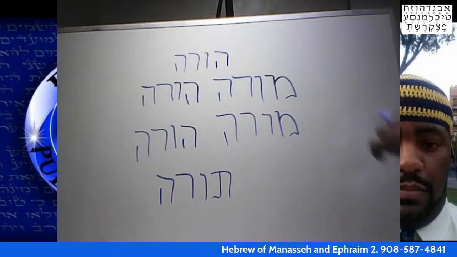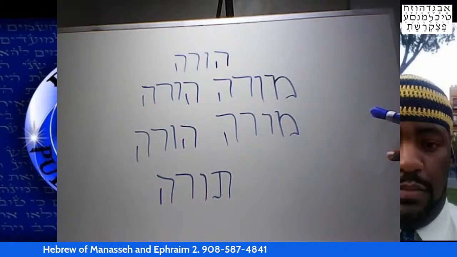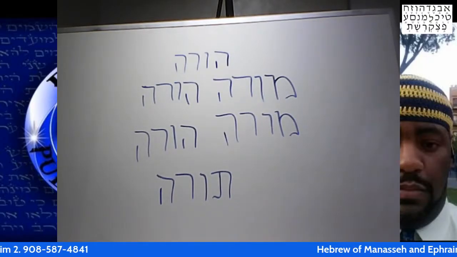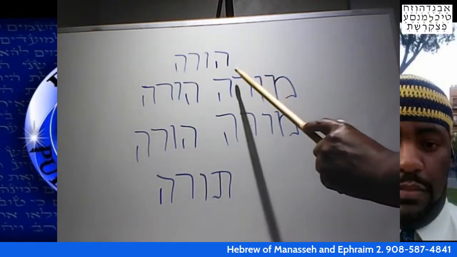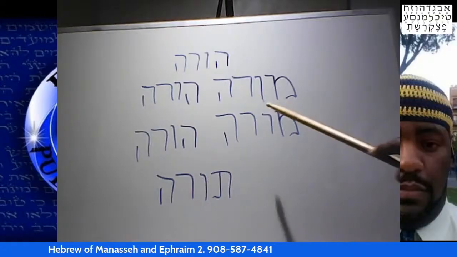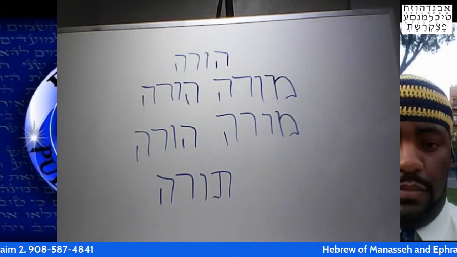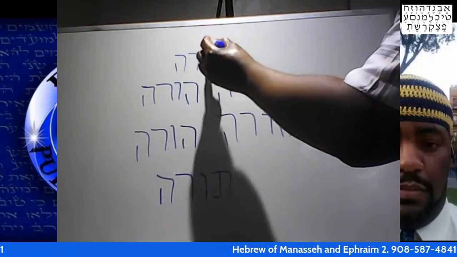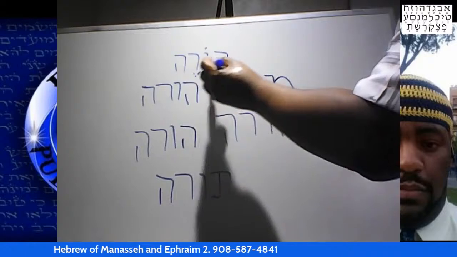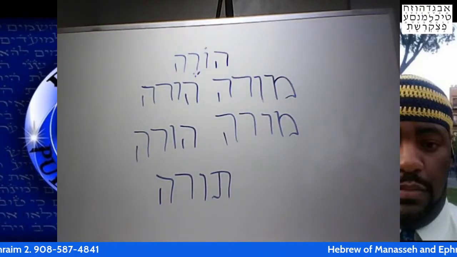Want to go over this, not going to be long. Want to go over verb and noun. Let us look at this, brothers and sisters. We have the word here, hora or hore. Now, in this particular case, we're dealing with it as a verb. Hore, in this case, in the Hifil stem, which in root means to teach.